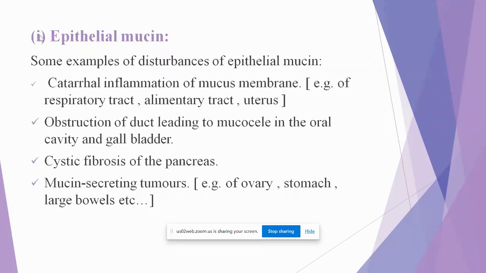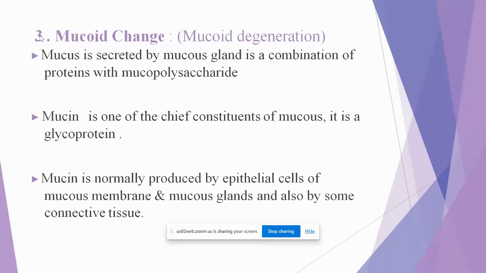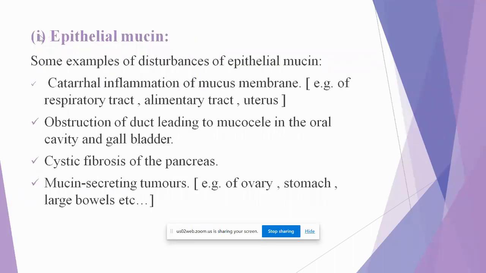Then in mucoid changes, the first one is epithelial mucin.